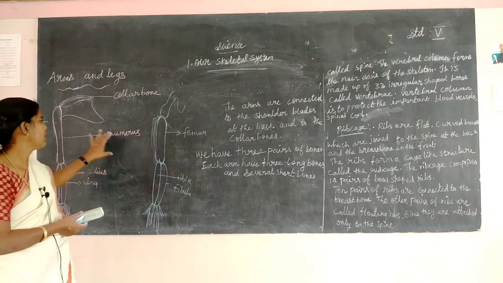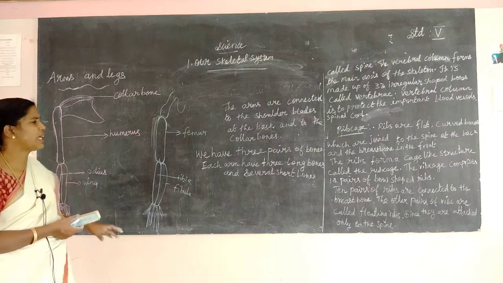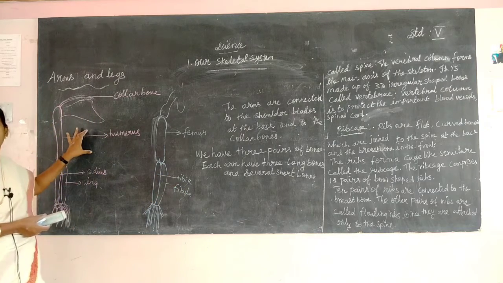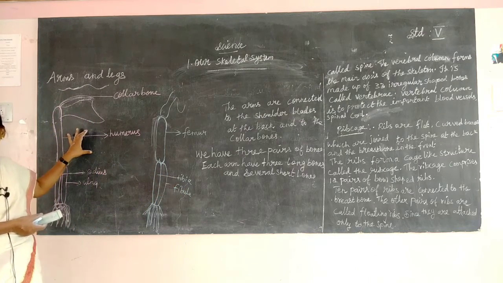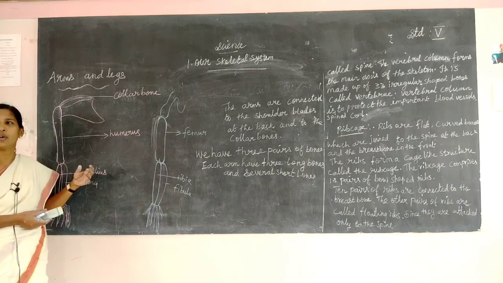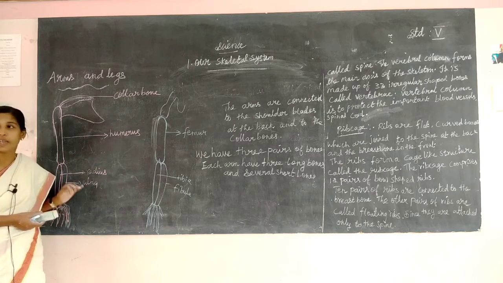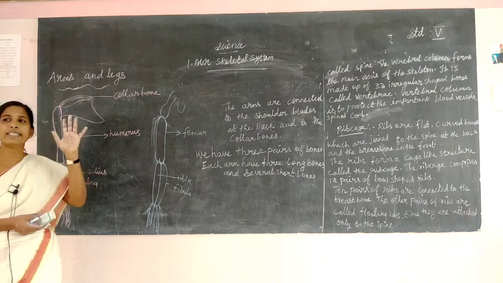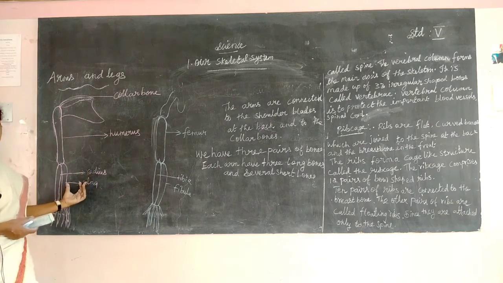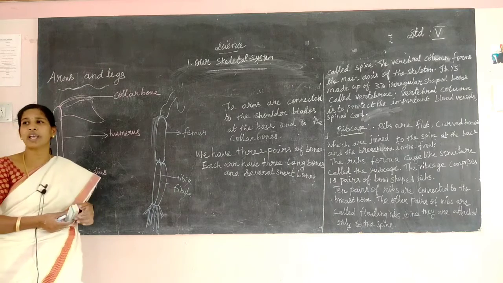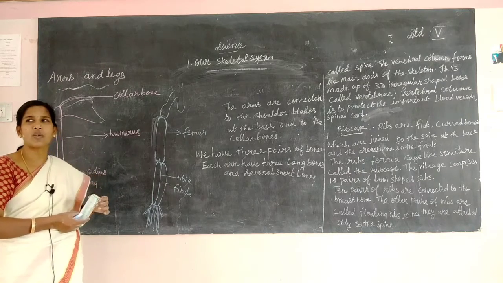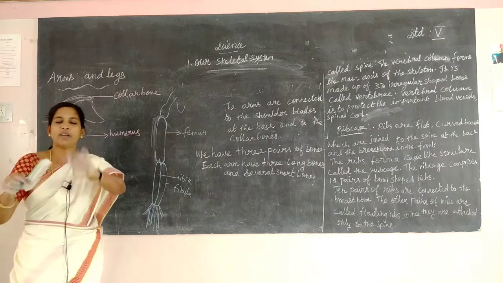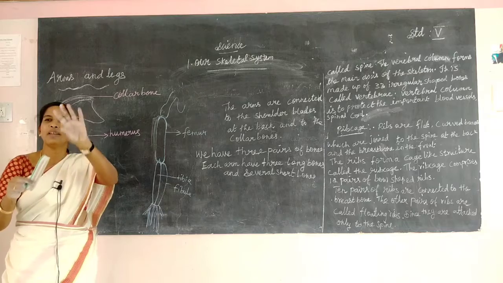Okay, we have three long bones and several short bones. The long bone is called the humerus, and the lower arm has two long bones called radius and ulna. Radius and ulna, two long bones. The lower arm also has several small bones known as the wrist, palm and fingers.